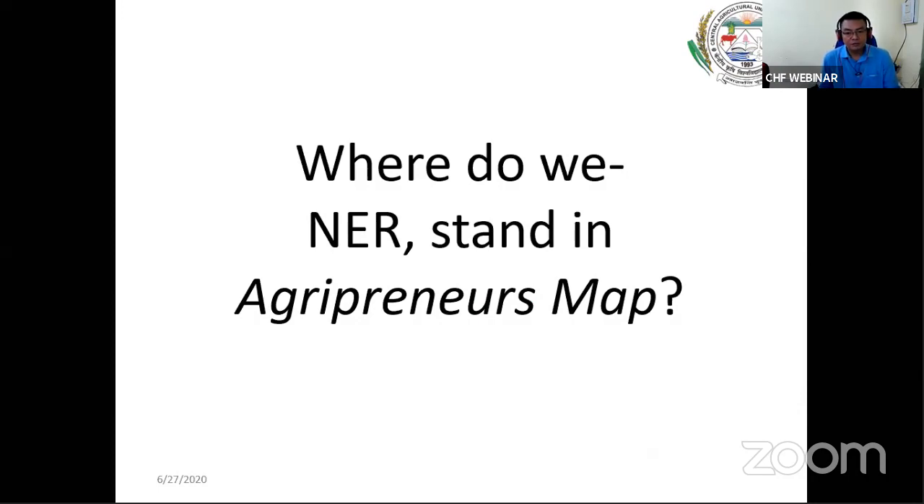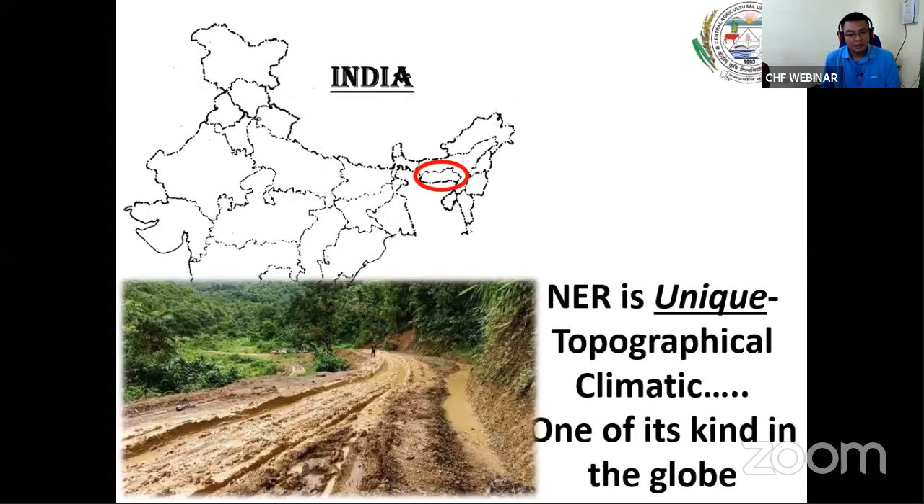Where do we stand? We means the Northeastern states, to be very precise, in the map of the agripreneurs. Next, please. Yesterday, our respected sir had already given the impressions, as well as our honorable Vice Chancellor in his inaugural speech, that the Northeastern region has uniqueness in every aspect, starting from the topographical, then the climatic requirements. The problems are unique. That is why the solutions, the technologies, and the strategies need to be specific.